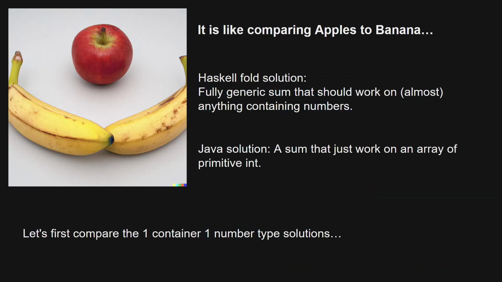And the first thing that I really want to emphasize is that this is like comparing apples to bananas. Comparing a fully generic solution that can sum any type of container and any type of number with a solution that can only work for one type of container and one type of number is unfair. So I want to level the playing field, and I'm going to do that by generifying the Java solution as well.